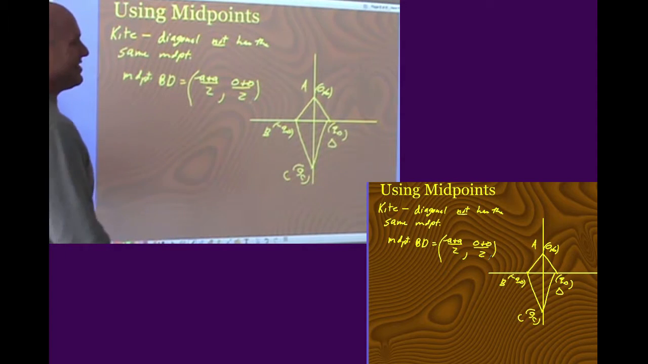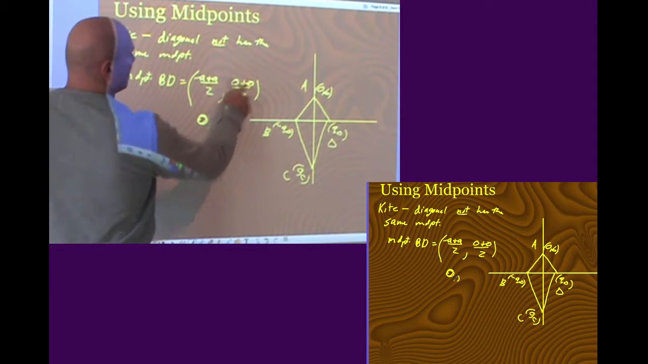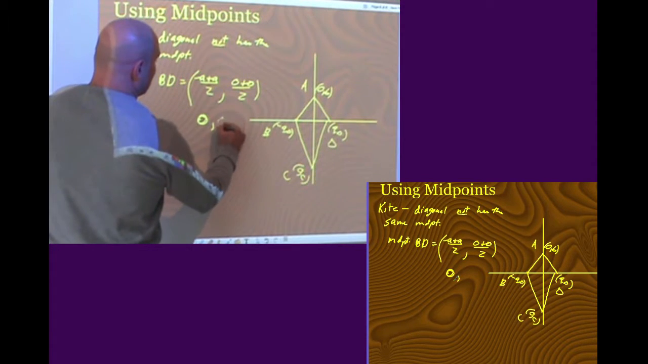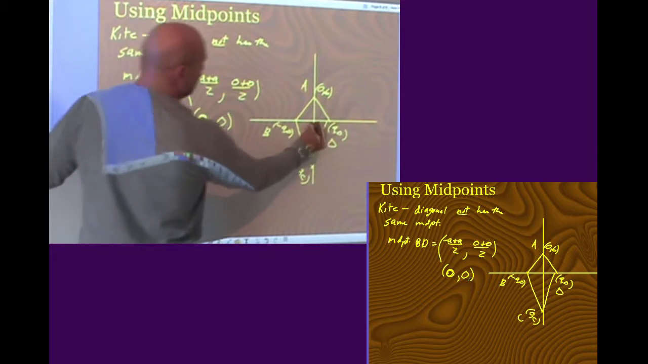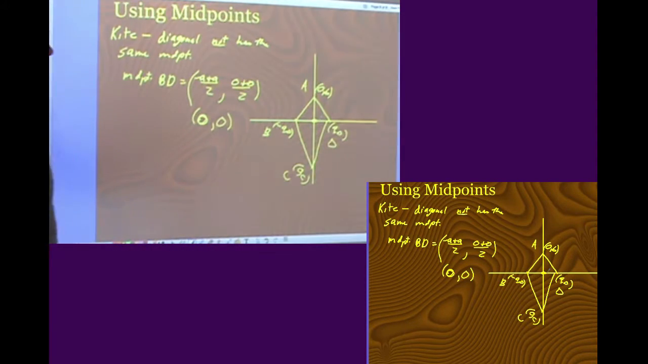Opposite of a plus a is 0. 0 divided by 2 is 0. 0 plus 0 is 0. 0 divided by 2 is 0, so the midpoint of segment BD is at 0, 0, which should make sense since this is an even shape on those two sides. Now let's do the other two.